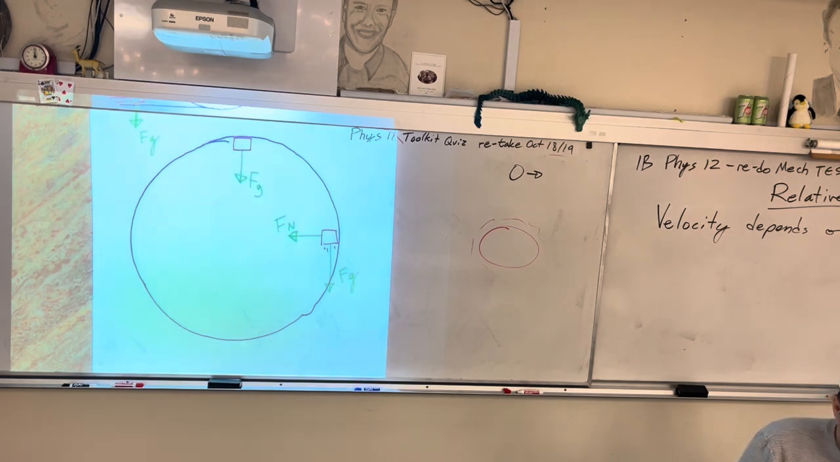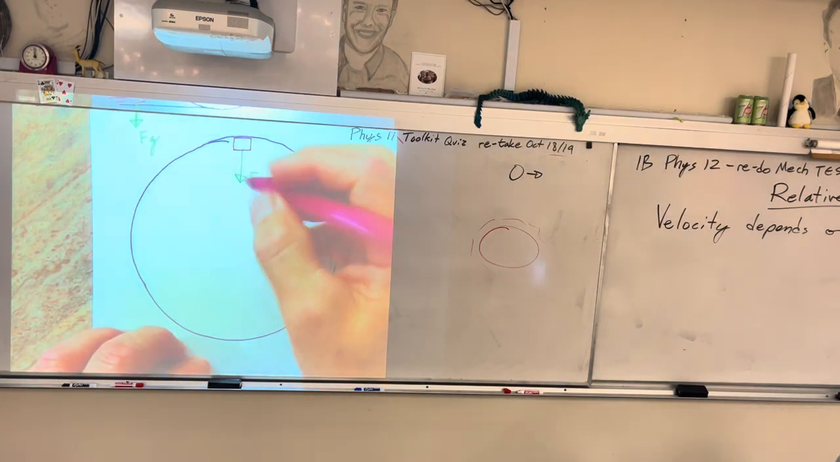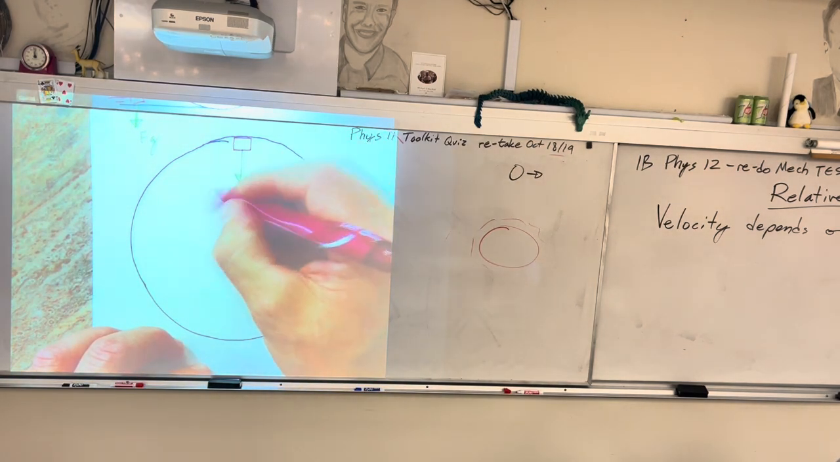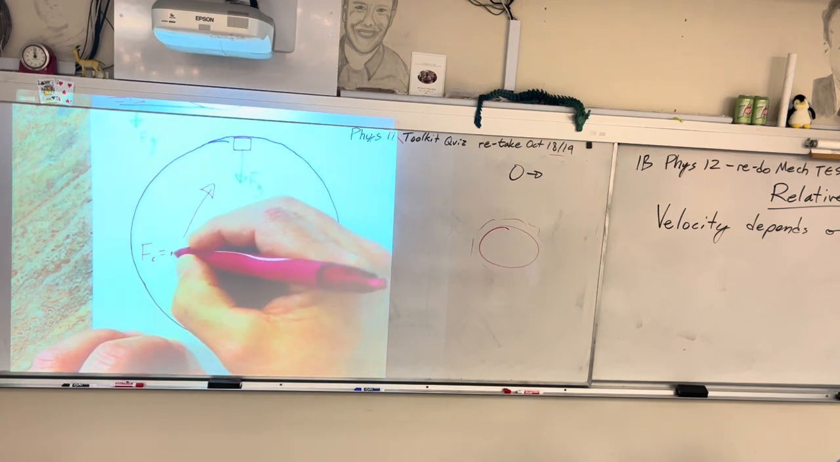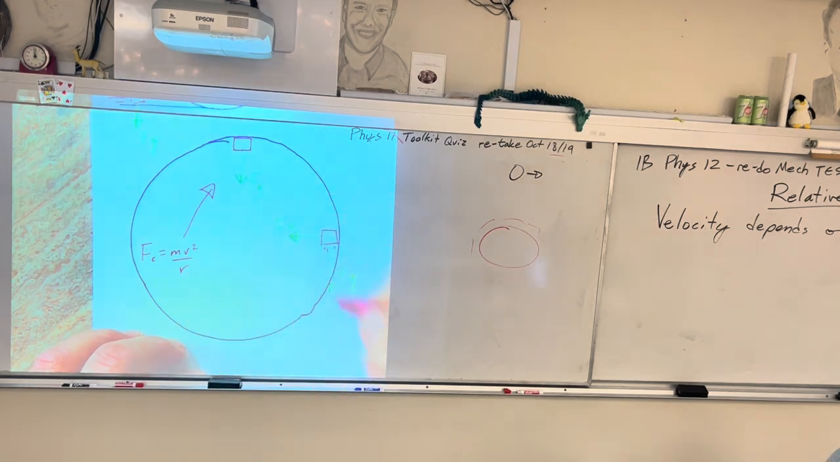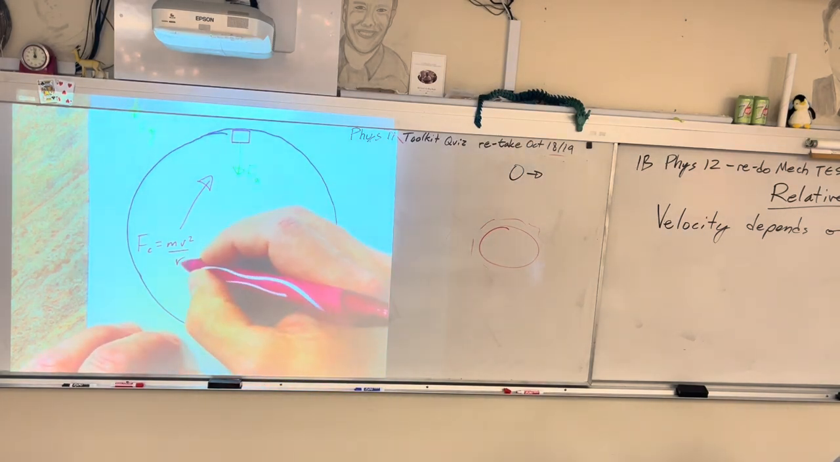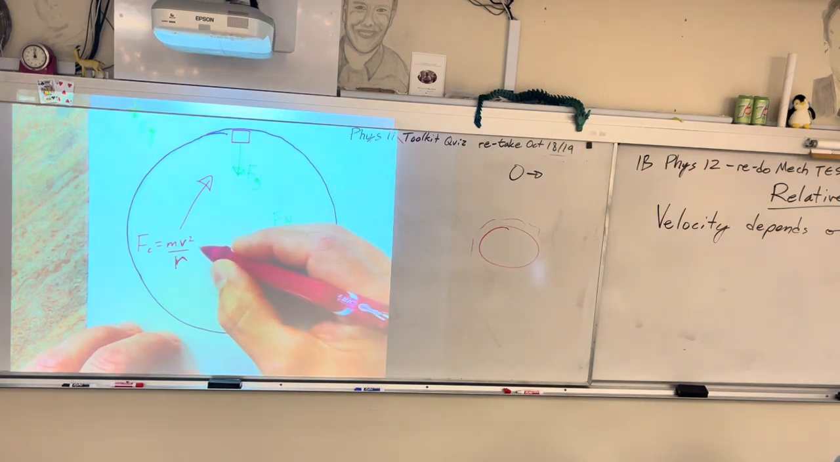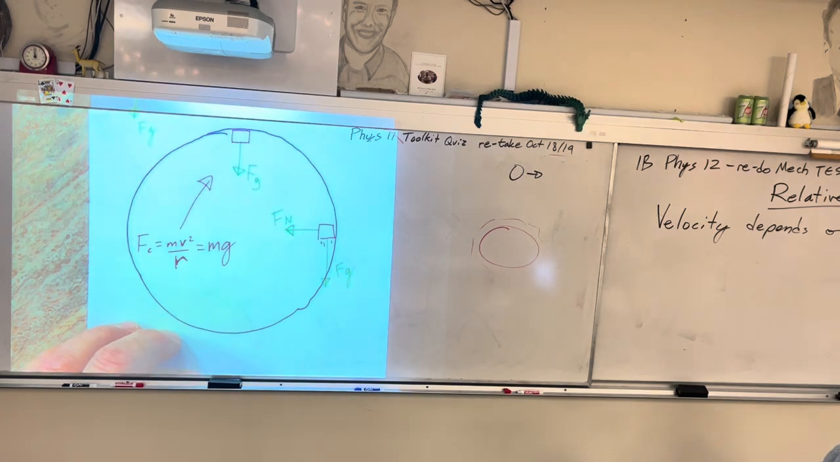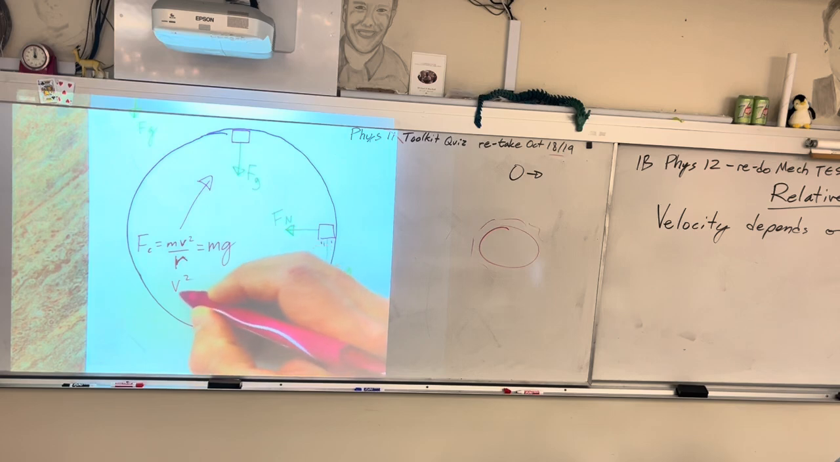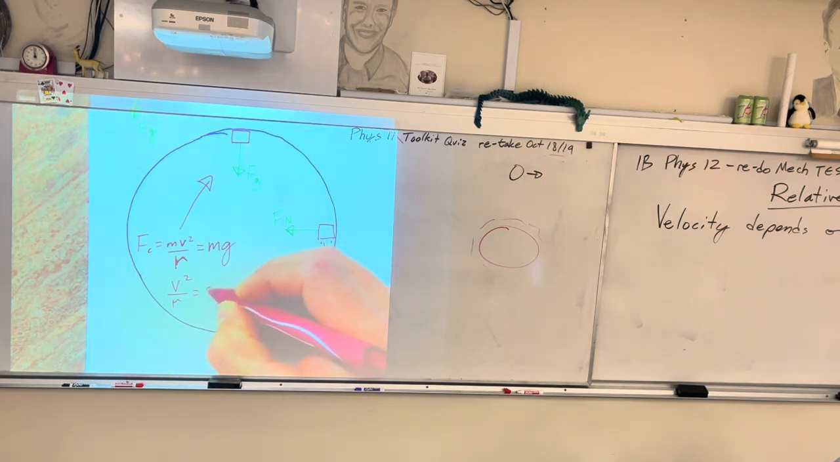Can we write in the middle of the circle? In that situation, Fc equals mv squared over r. That's supposed to be an r, sorry. My v's and my r's end up looking exactly the same. And that is also mg. So in that situation, v squared over r is equal to g.